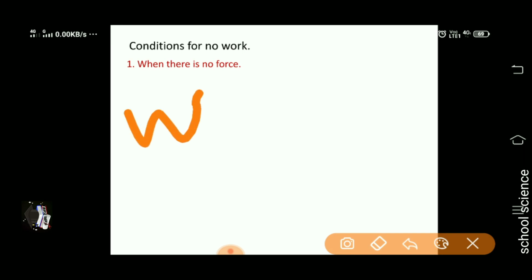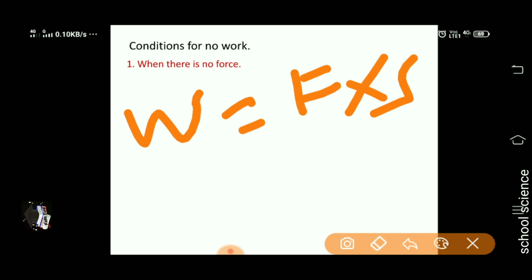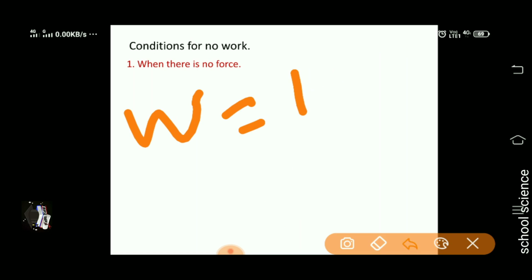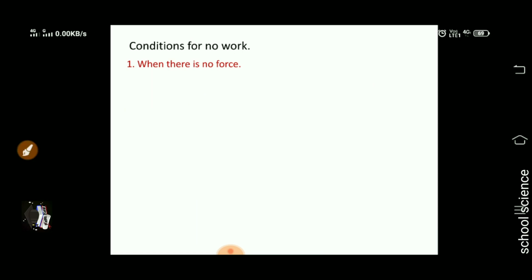Our next topic will be, what are the conditions for no work? Sometimes the work is not done even though there may be force or even though there may be displacement. So what are the conditions when no work is being done? Number one, when there is no force. Since work done equals F into S, if F is 0, 0 into S will be 0, so there will be no work, therefore work done is 0. One example of no work will be when force is 0 or when there is no force, there is no work.